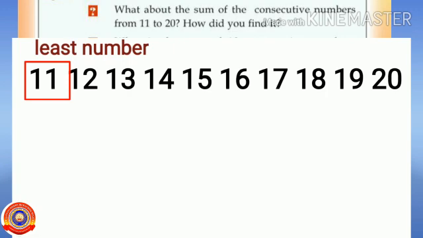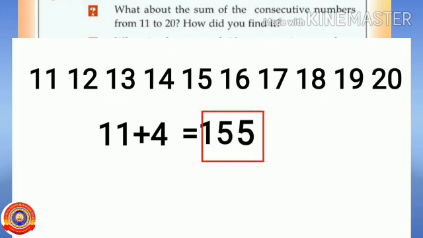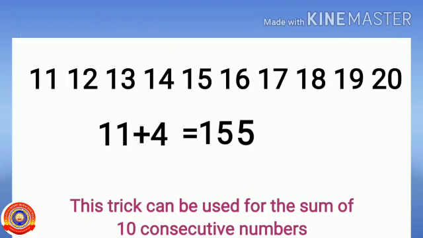That is 11 plus 4 equal 15. Then write 5 on its right side. So 15 becomes 155. So the sum of consecutive numbers from 11 to 20 is 155. Students, note this point. This trick can be used only to find out the sum of 10 consecutive numbers.